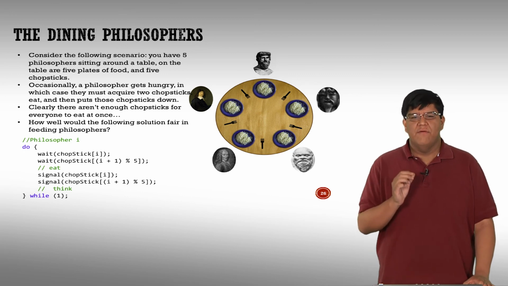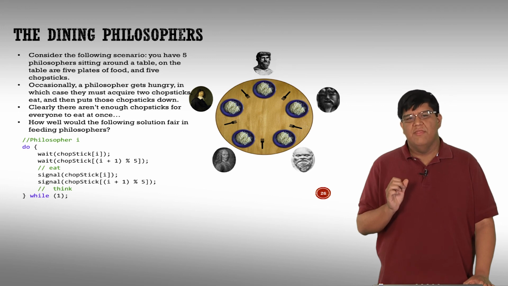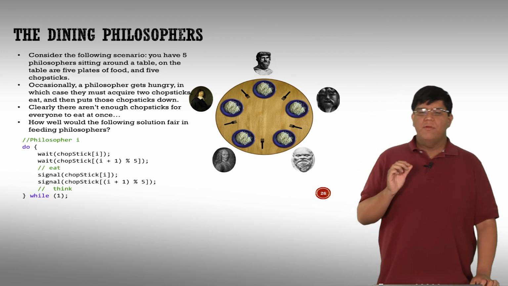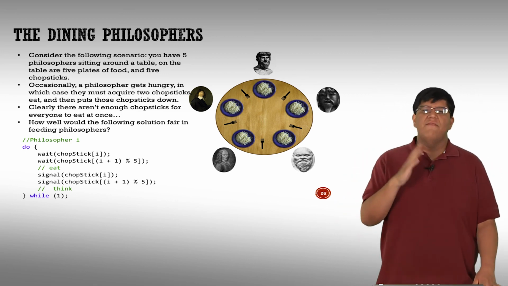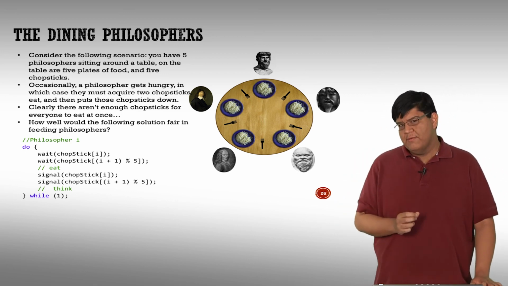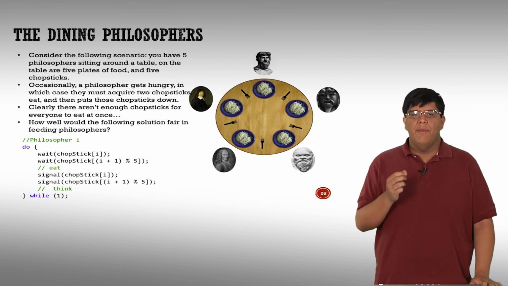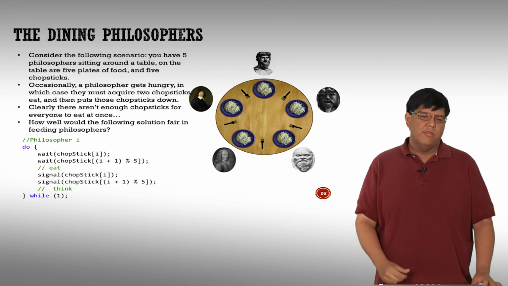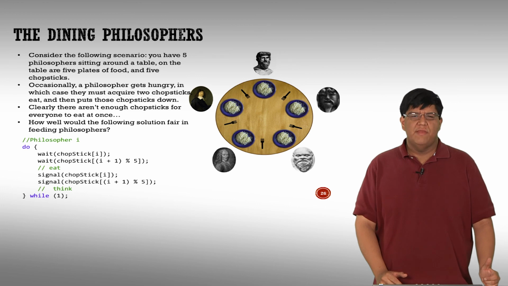Maybe think to yourself, oh, how could that happen? Is there any way a philosopher could essentially starve to death? Take 1 second to think about that. Well, maybe what occurs to you is the following. 5 philosophers at the table. They all get hungry at the same time. They all reach to the right-hand side and pick up a chopstick. They look to the right-hand side. There's no chopstick there for them to pick up.